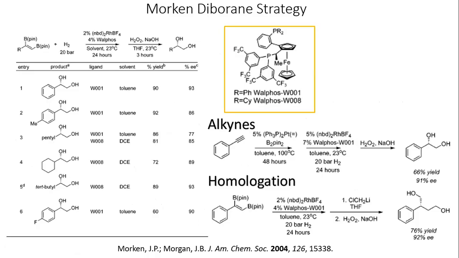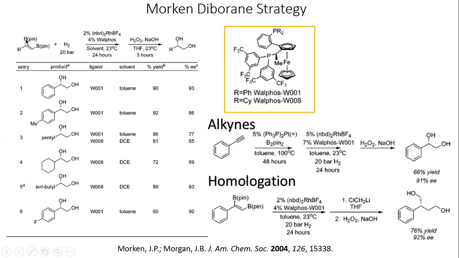All right. So one other asymmetric hydrogenation strategy I want to talk about is this diborane strategy, right? This was developed by Dr. Morgan, who was my PhD advisor, and then another lab mate of mine, Jeremy Morgan. So if you take a diborane, this is a pinacol ligand on boron.